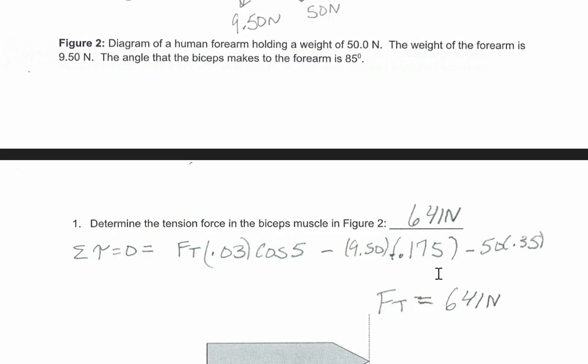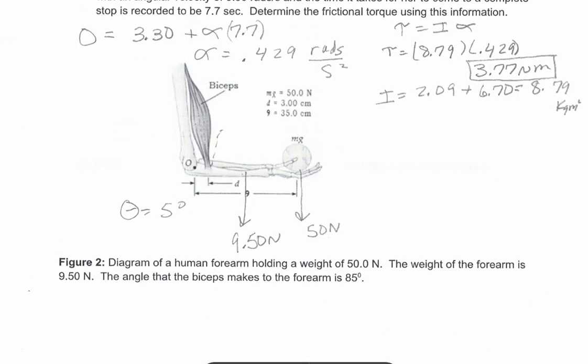Notice how we're taking the distance to be half of the 35 centimeters, because that will occur right in the middle. And then 50 newtons times 0.35, which is the total distance of the weight to the point of rotation. And then solving for force tension, we get 641 newtons. Now again, if we go back up here, we need the perpendicular component to that force, for the biceps only. That's what causes torque.